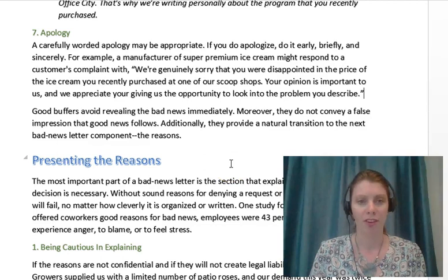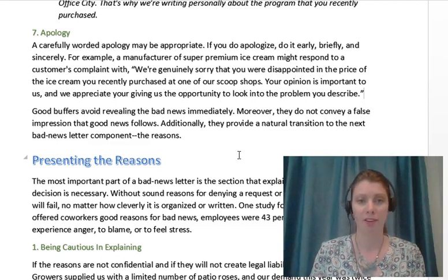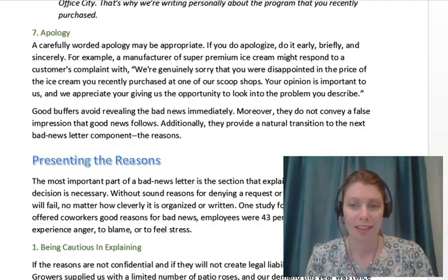Good buffers will avoid revealing the bad news immediately. Moreover, they do not convey a false impression that good news will follow. Additionally, they provide a natural transition to the next bad news letter component, which are the reasons. So, presenting the reasons. All right.